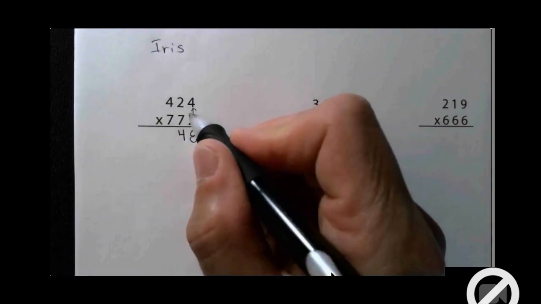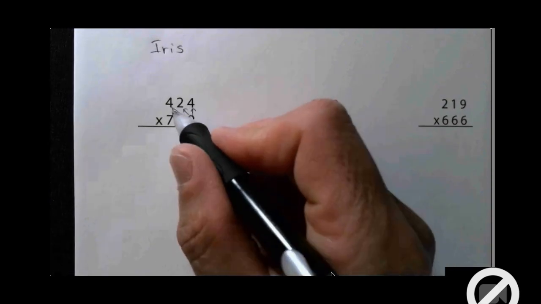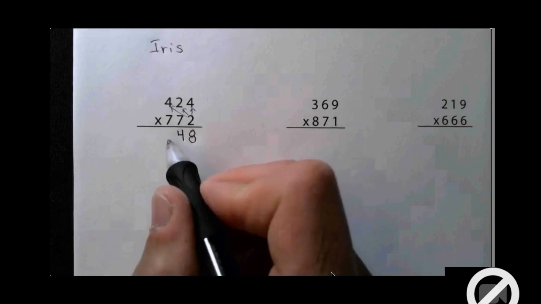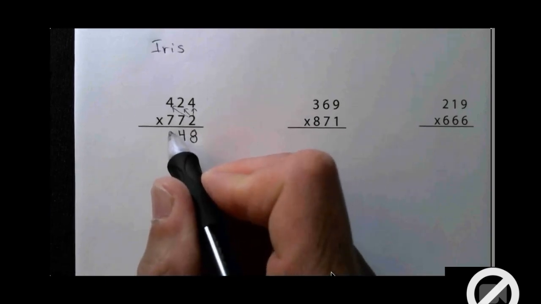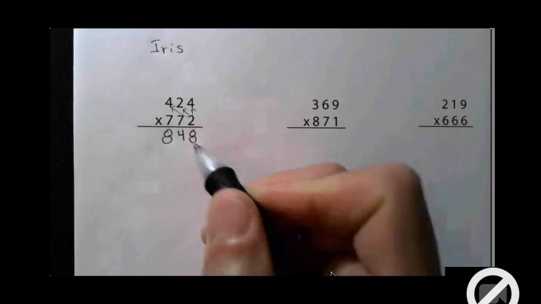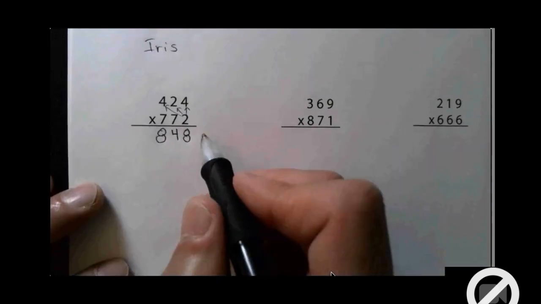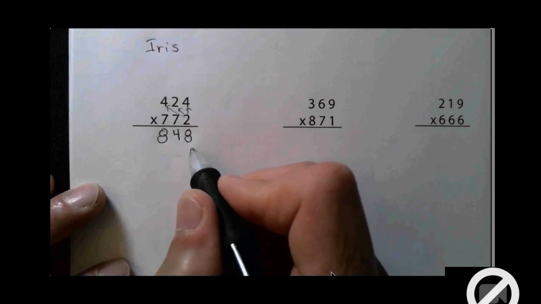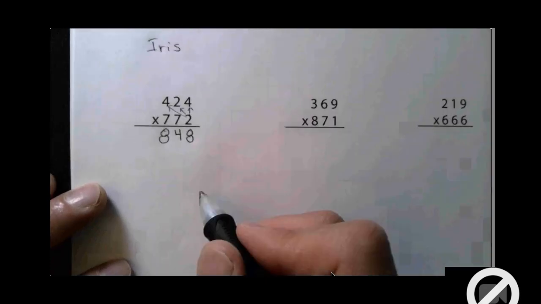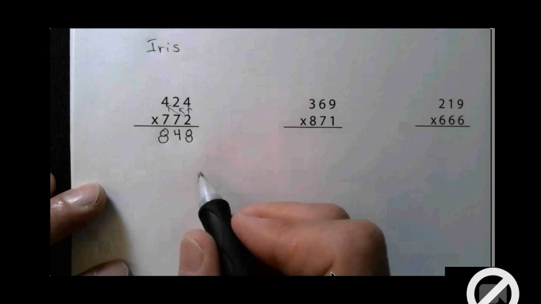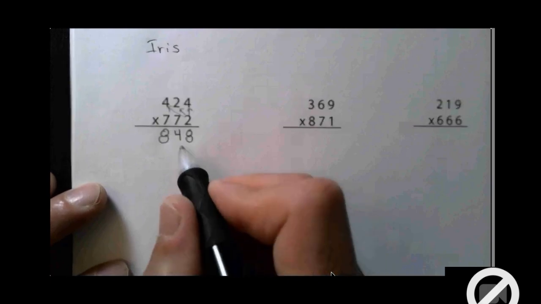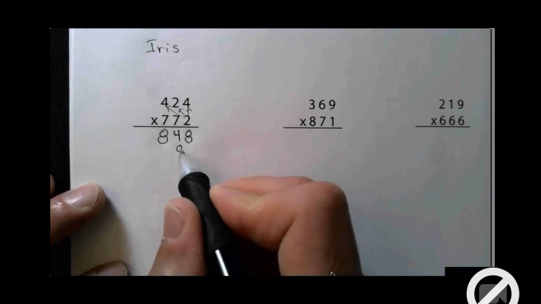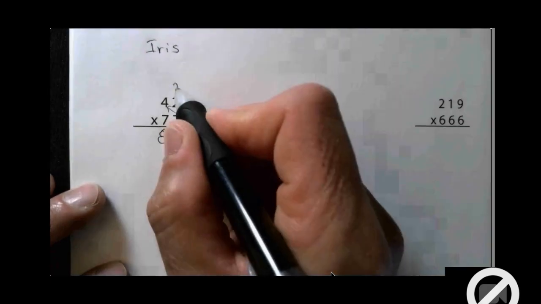Then I multiplied 2 times 4. Okay, and what is that? 8. All right. And what do you do next? Then I multiplied 7 times 4. Okay. And what do you get? 28. Then you carry the 2. You write the 8 on the bottom of the 4, and then you carry the 2.